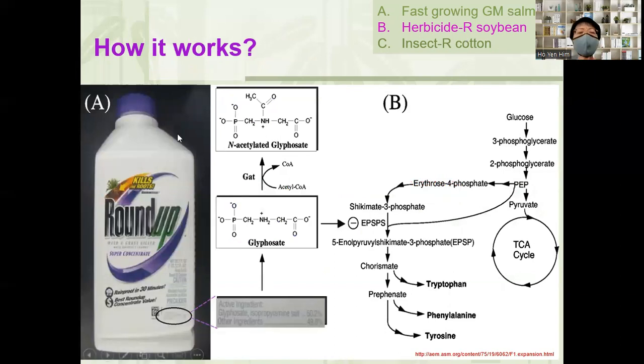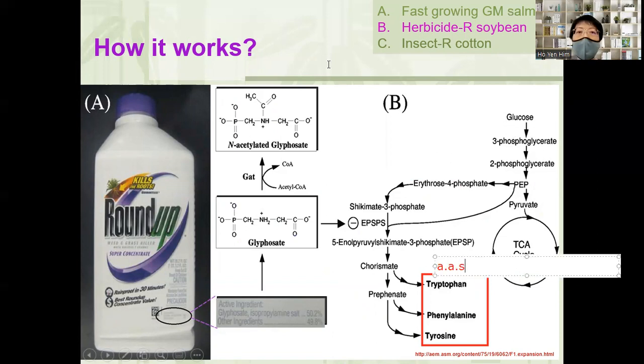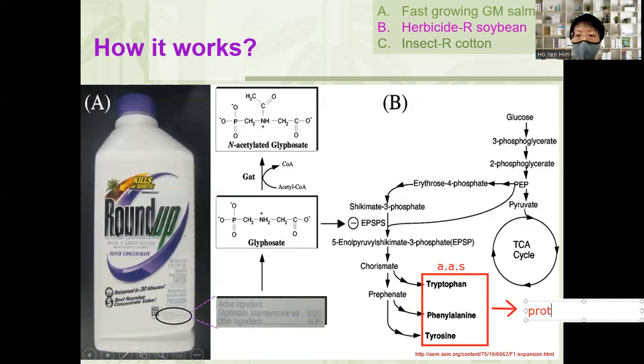So how does the herbicide work to kill the weeds? If you look at this pathway, this is a pathway in the synthesis of 3 very important amino acids: tryptophan, phenylalanine, and tyrosine. These are amino acids that are very important, and these amino acids are needed for the synthesis of protein. Right? Amino acids are needed for synthesis of protein, and these are needed for growth of the plant.